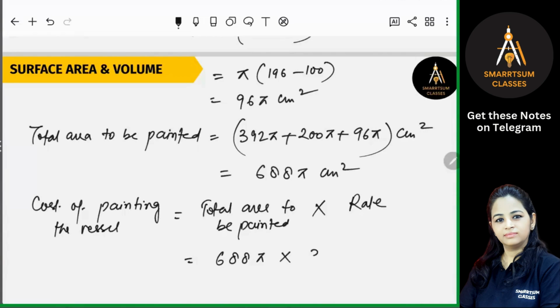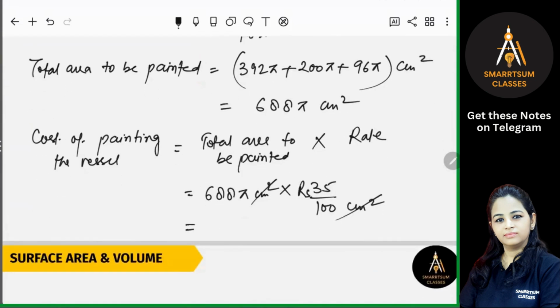The total area to be painted is 688 pi, and the rate is 35 paisa. We have to convert this paisa into rupees, so this is 35 by 100 per centimeter square. The area is also in centimeter square, so centimeter square will cut, and your answer will automatically be in rupees. Now you need to solve this. 688 pi into 35 upon 100. You can cut this. What will it become? 75 here, and this is 20.